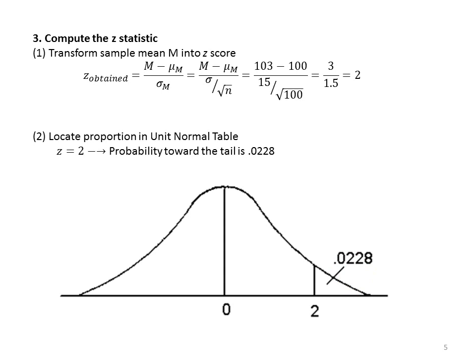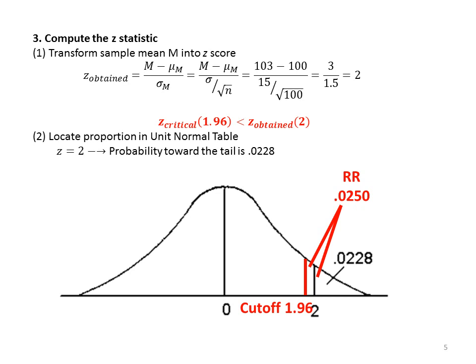In step 2, we know that the critical value or the cutoff value is 1.96, and the rejection region is 0.025, and the critical value is smaller than the obtained value. So the area for the obtained value is smaller than the rejection region.